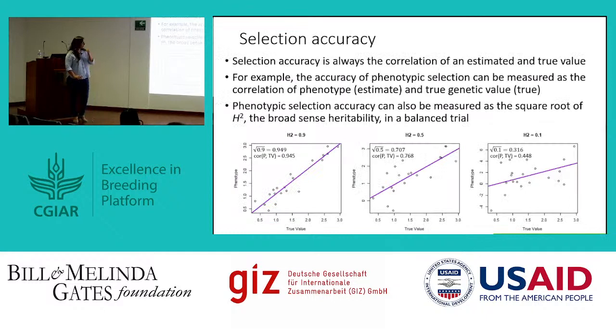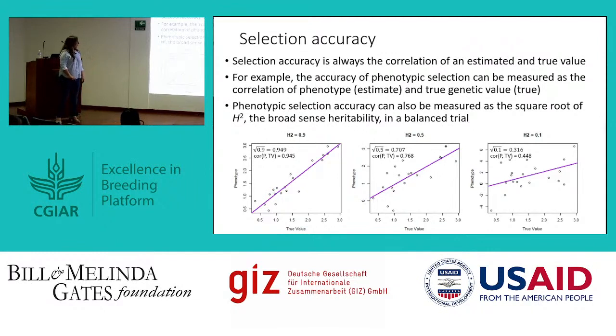So like I mentioned, it's always the correlation of an estimated and a true value. So in simulation, we're often going to measure this as the correlation of your phenotype with your true genetic value, because in simulation, we have an idea of what those true values are. But in practice, an easy, quick way to think about accuracy with something you measure all the time is as the square root of your broad sense heritability in a balanced trial. This only applies to balanced trials, and there are more sophisticated ways to do this if you have missing data, which you can always reach out to us about.